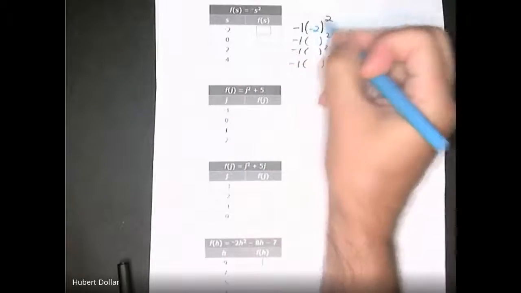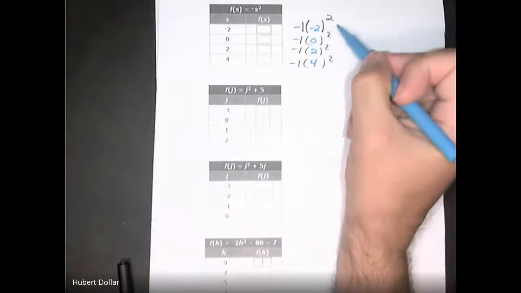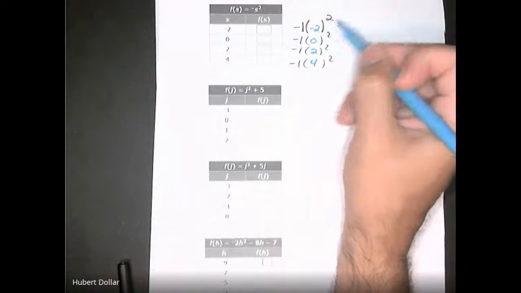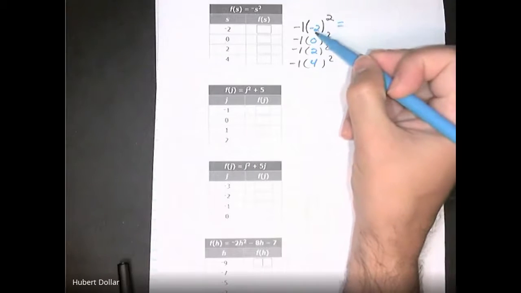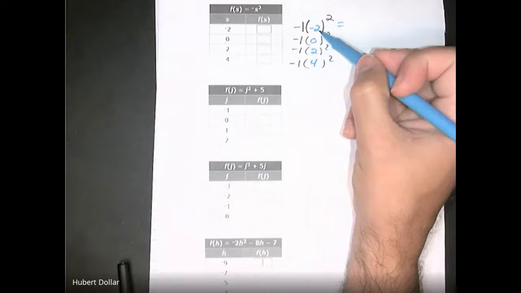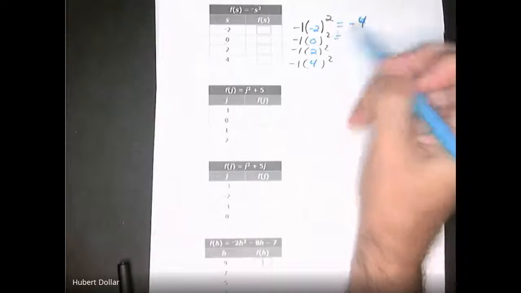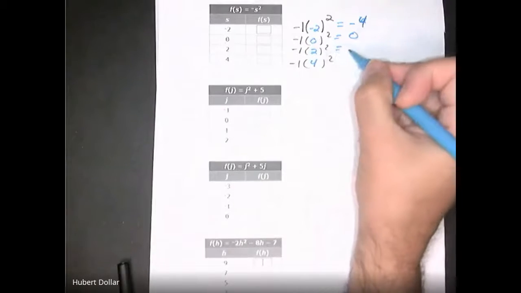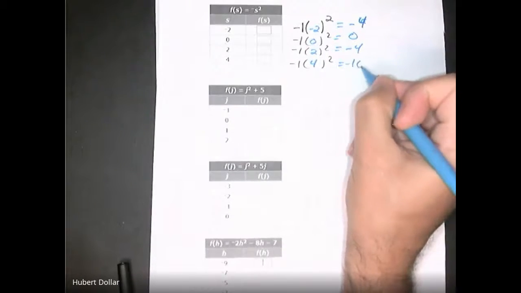So I'm going to put in negative 2, put in a 0, put in a 2, and put in a 4. Now, if I'm using a calculator, I need to make sure I put negative 2 inside parentheses so the calculator will compute it correctly. Otherwise, doing it by hand, a negative 2 squared is a positive 4 times negative 1 is negative 4. 0 squared is 0 times negative 1 is 0. 2 squared is 4 times negative 1 is negative 4. 4 squared is 16 times negative 1 is a negative 16.